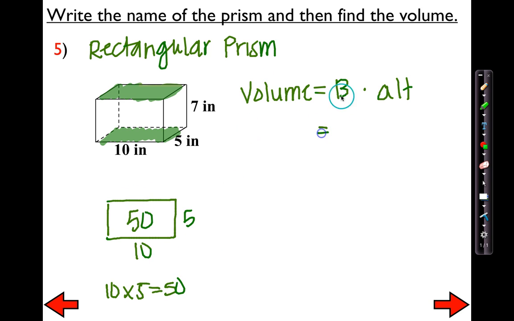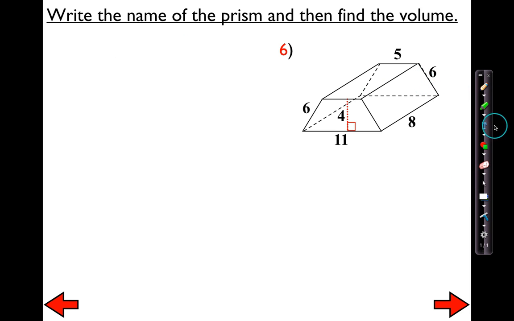So I'm going to replace B with 50. And I'm going to multiply it by the altitude. What is the altitude? Well, it is 7 inches tall, so I'm going to multiply by 7. And this is going to give me 350, but this time I'm going to write inches cubed, and that would be our answer.